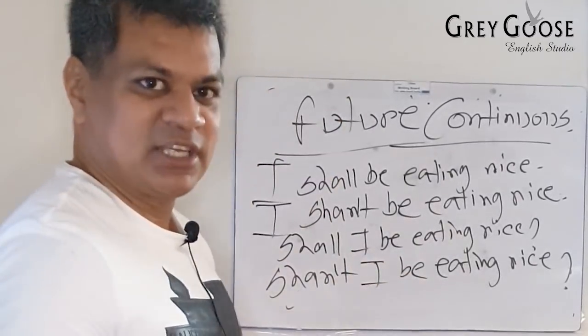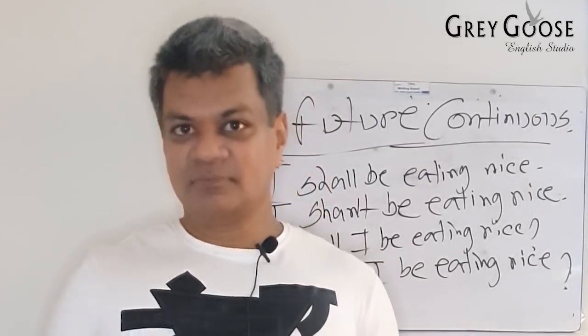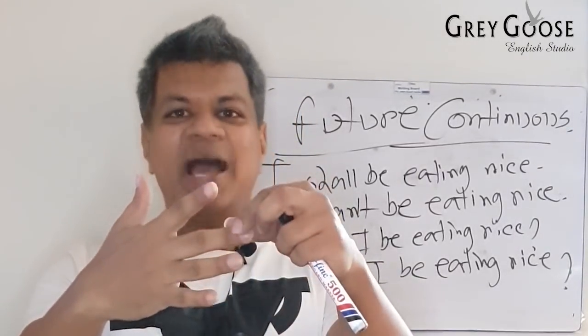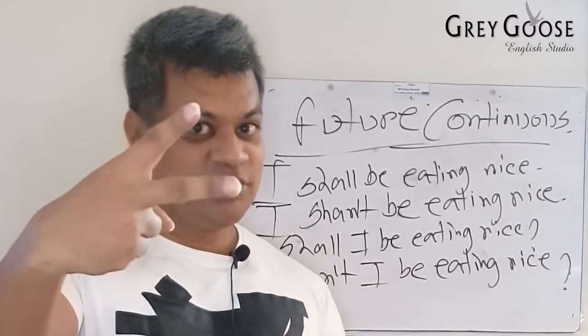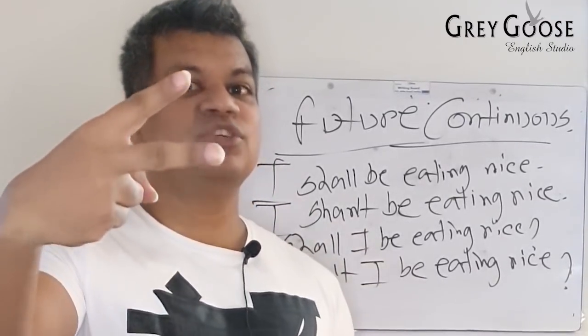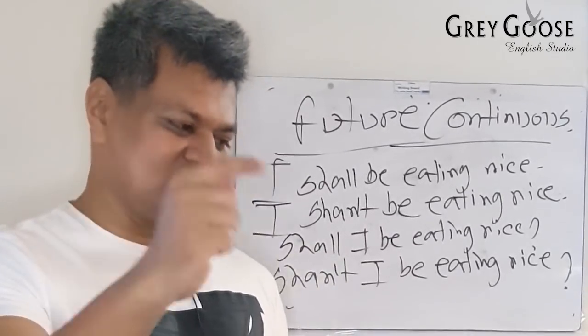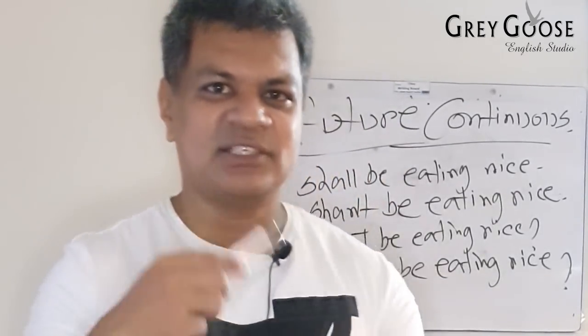So far we have discussed, look, tense, three sons: present, past, future. I have discussed four sons of present, two sons of past, and two sons of future. Now let's finalize that and revise that for the last time.